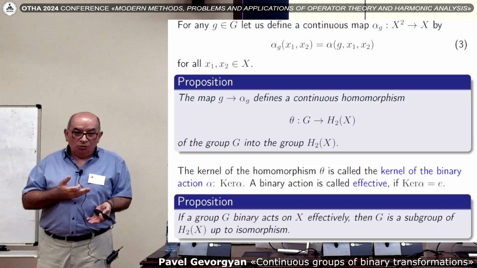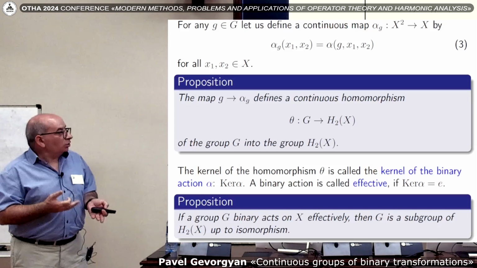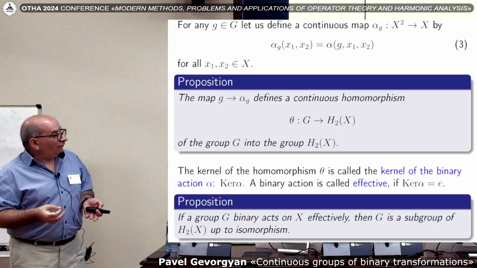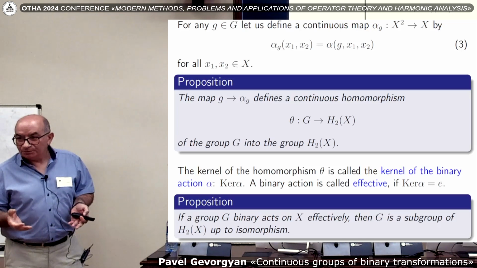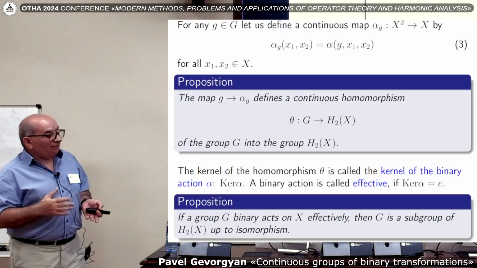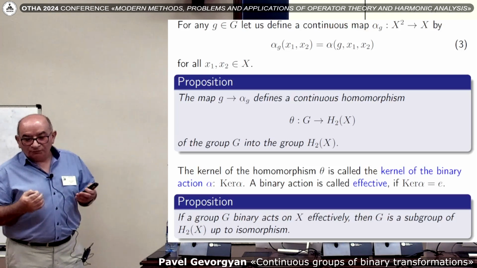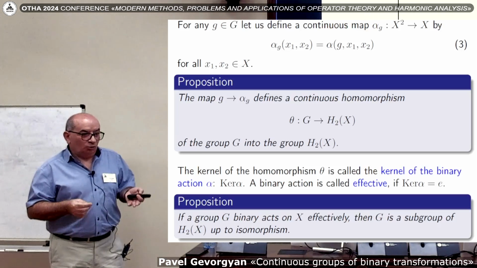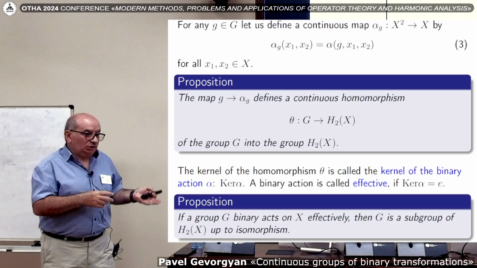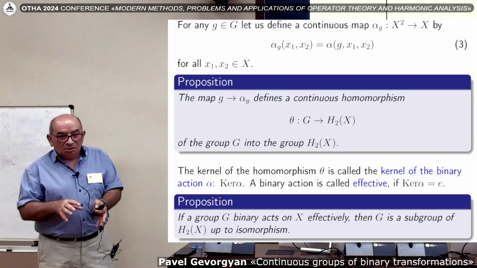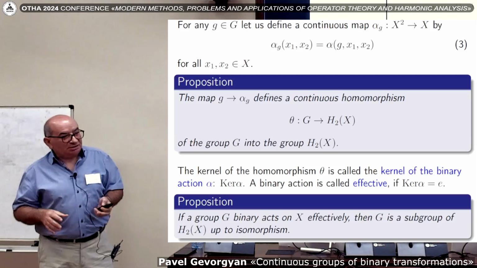The kernel of this homomorphism is called the kernel of the binary action. The binary action is called effective if its kernel is trivial. One can prove that if a group G binary acts on X effectively, then G is a subgroup of H sub 2 of X up to isomorphism. Therefore, we can say that the group H sub 2 of X, or the group of all continuous left quasi-group operations on X, is the source of groups which binary act on X.